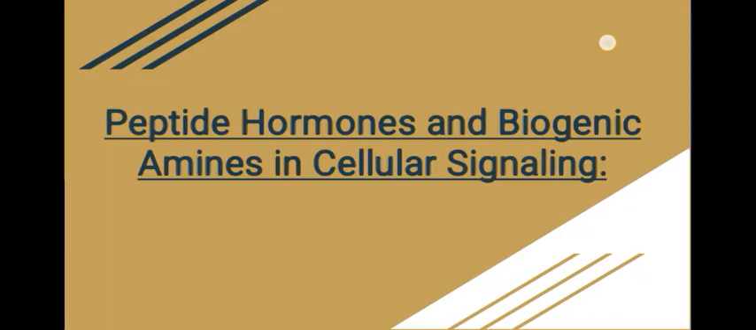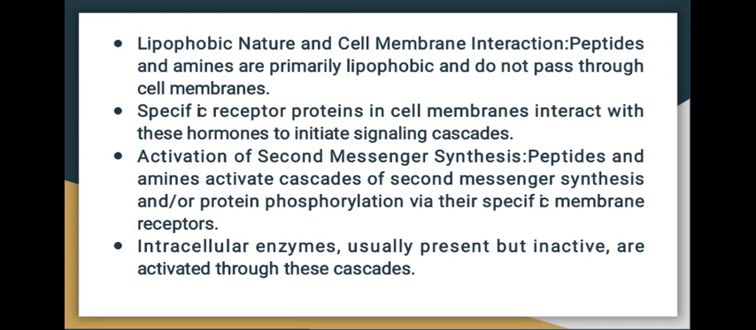Next is peptide hormones and biogenic amines in cellular signaling. Lipophobic nature and cell membrane interaction: peptides and amines are primarily lipophobic and do not pass through the cell membrane. Specific receptor proteins in cell membranes interact with these hormones to initiate signaling cascades. Peptides and amines activate cascades of second messenger synthesis and of protein phosphorylation via their specific membrane receptors. Intracellular enzymes usually present but inactive are activated through these cascades.